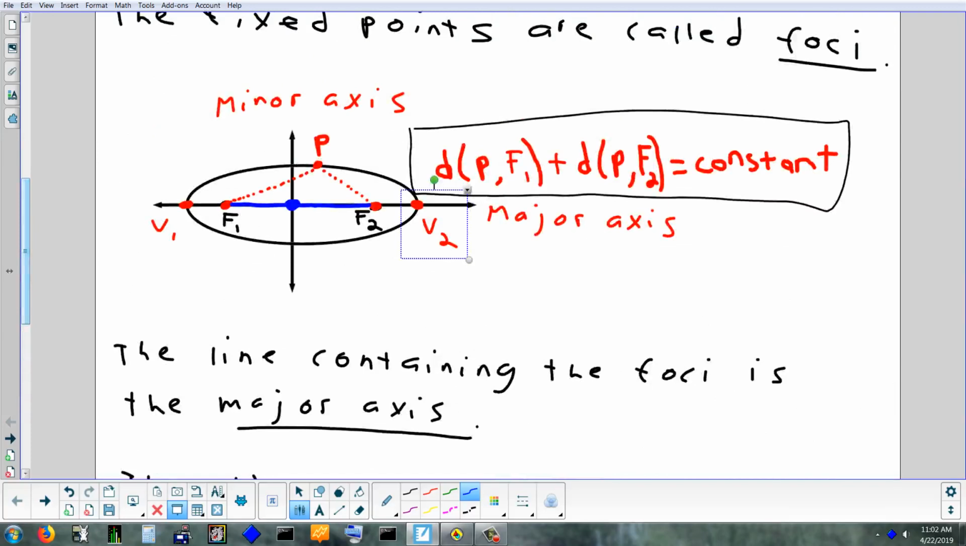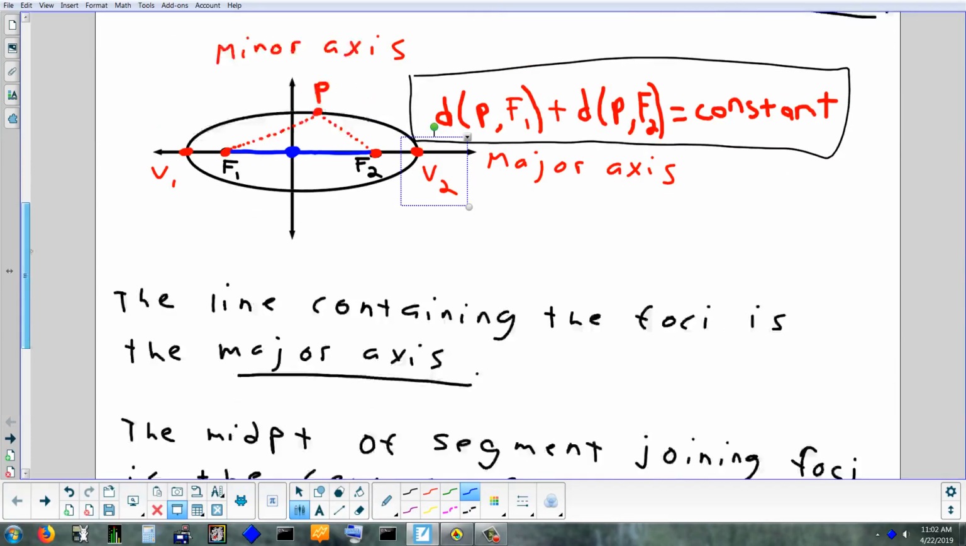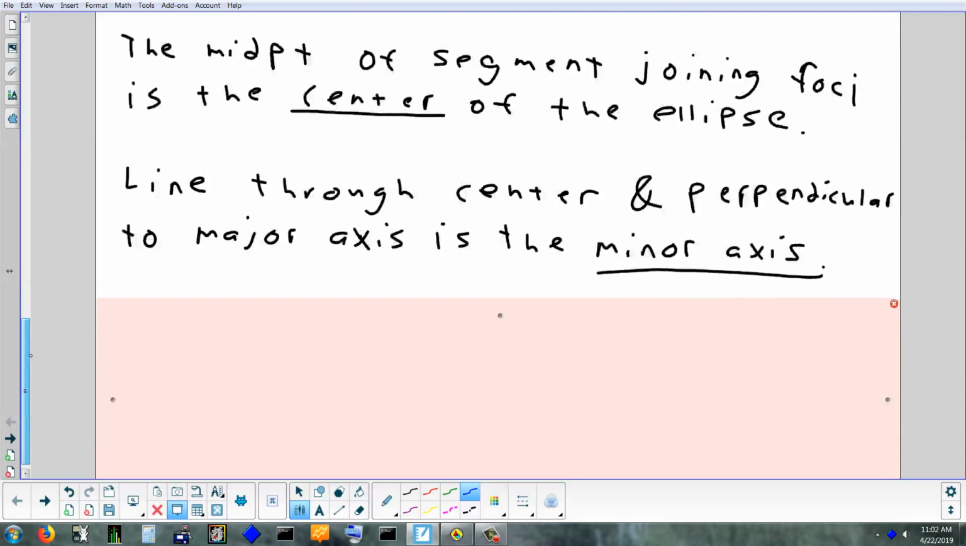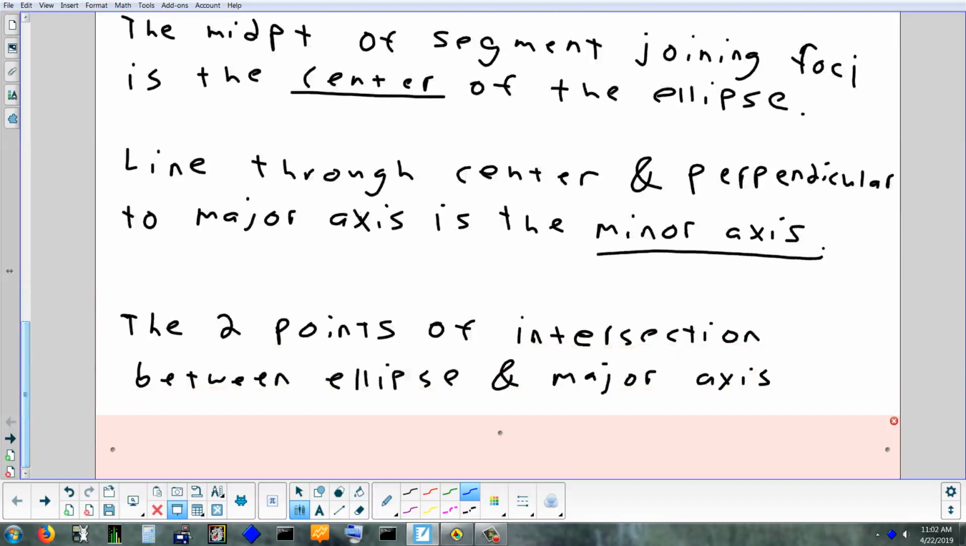And there's really only two orientations for an ellipse. I consider the major axis going horizontal, or the second one would be if the ellipse was standing up tall, and the major axis would be vertical. So there's only two ways to really draw an ellipse. That's different from a parabola. How many ways did we have to draw a parabola? We had 4. Ellipses only have 2. So that's your minor axis.